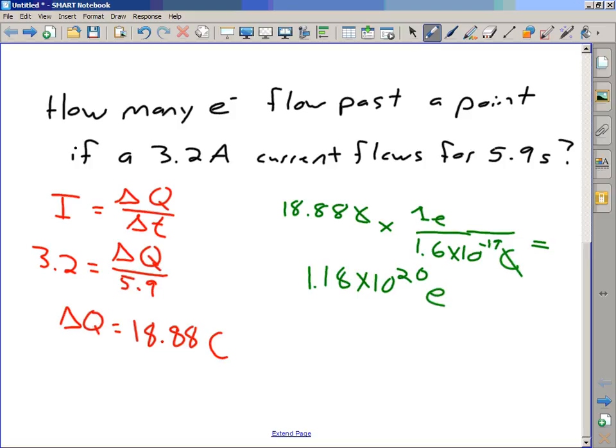Right? Sig figs, 2, 1.2 times 10 to the 20 electrons. Okay. Simple type problem, right? Simple type problem. You good with that?